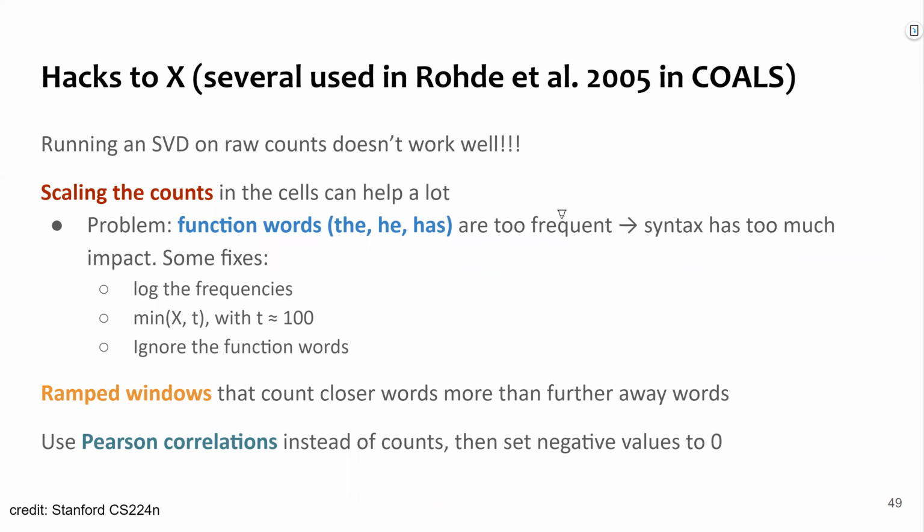And another problem is we need to scale the counts because function words like the, he, has are too frequent and syntax has too much impact. So we need to introduce some fixes. We can log the frequencies or cap the count at 100, or we could ignore the function words. And we can use ramped windows that count closer words more than further away words. Or we could use Pearson correlations instead of counts, then set negative values to 0.